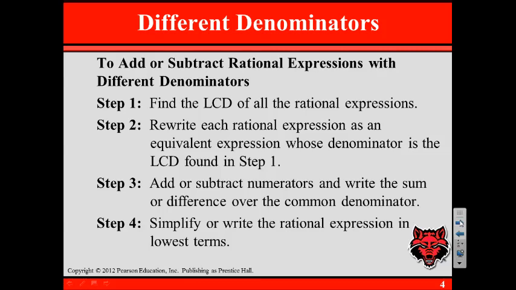Step 1, we find the LCD of the rational expressions. Step 2, we rewrite each rational expression as an equivalent expression whose denominator is the LCD found in Step 1. Step 3, we add or subtract numerators and write the sum or difference over the common denominator. And Step 4, we simplify or write the rational expression in lowest terms.